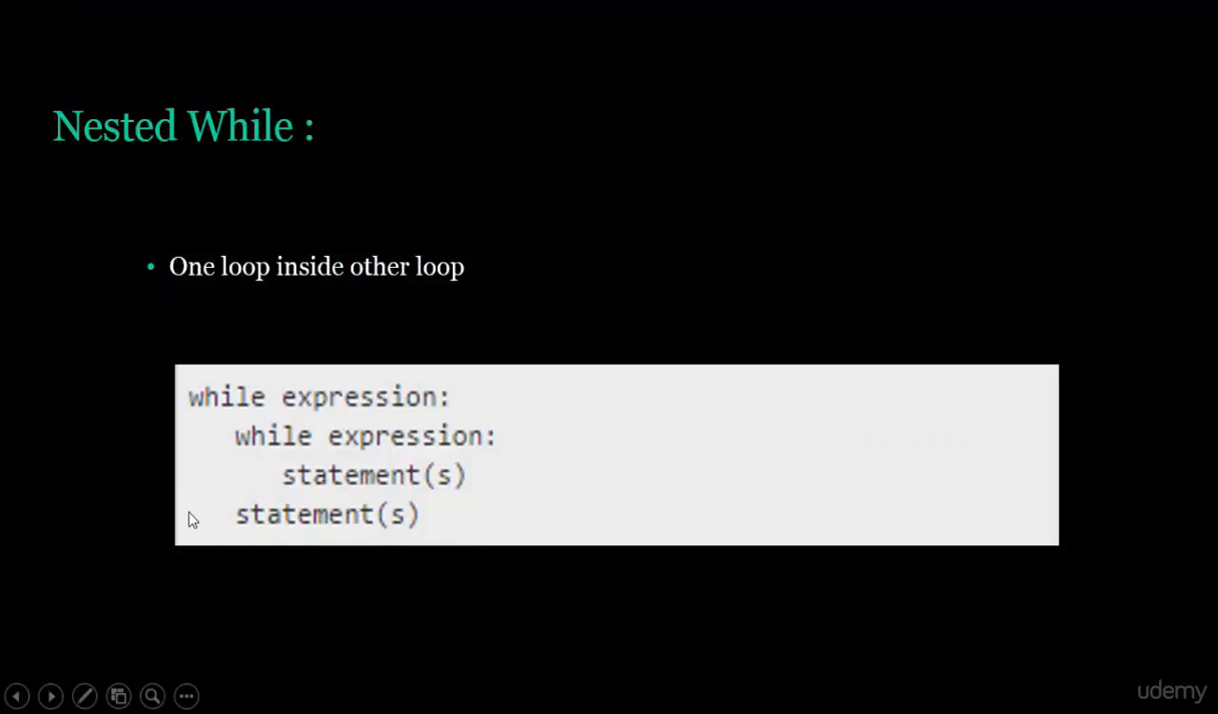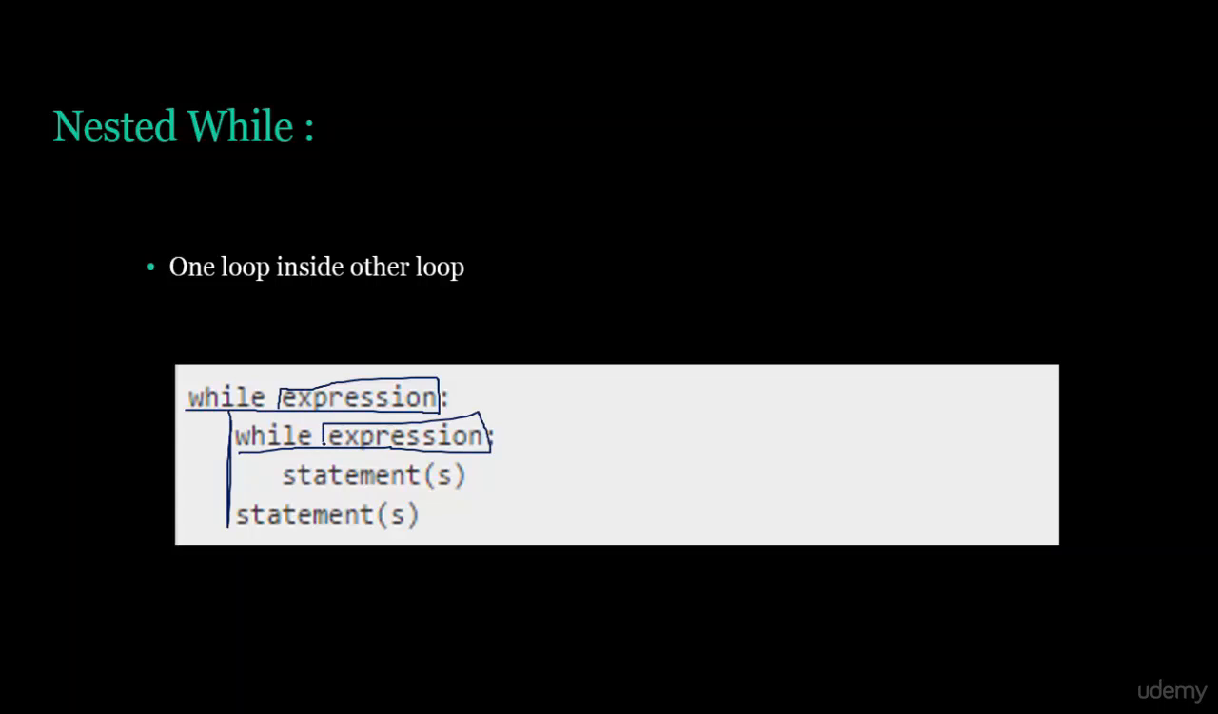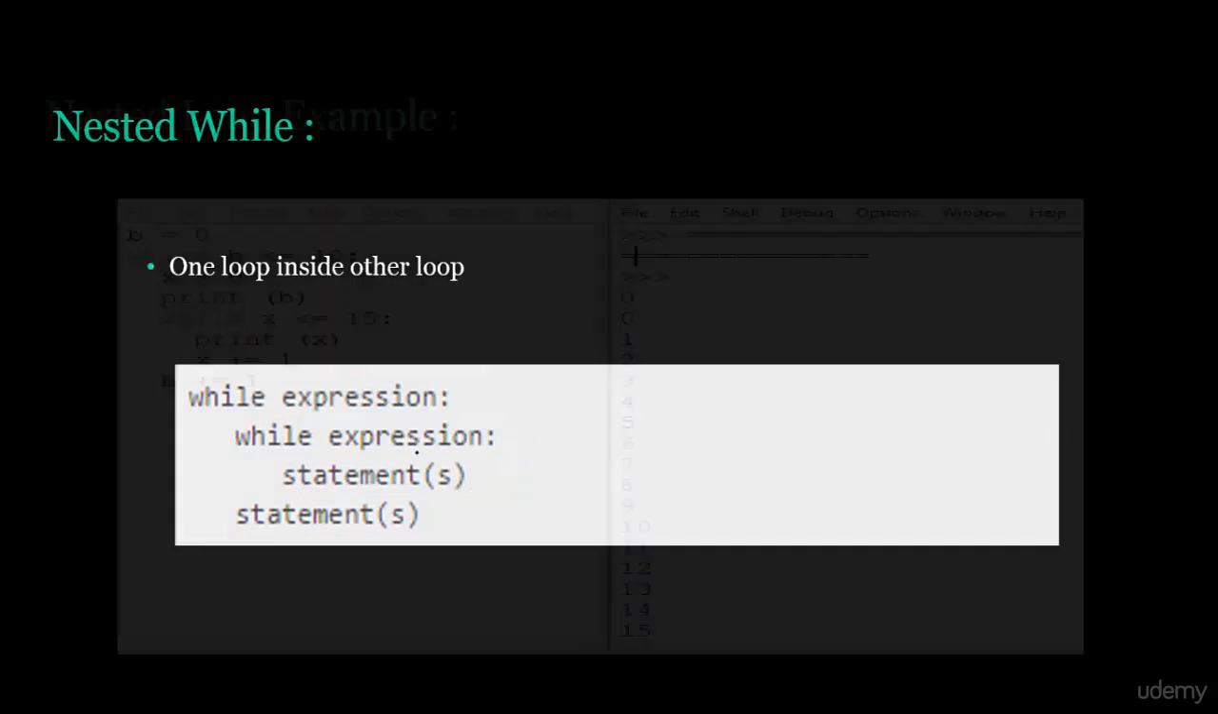A nested while is one loop inside another loop. Like this: while expression, this is our condition here. This is the first loop, and inside this loop there is another loop, while expression here, and it's a statement, this expression, and this statement here for this while. Okay, let's see an example.